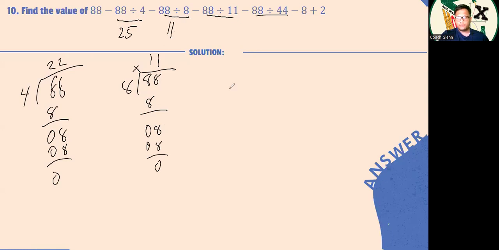Next, we need 88 divided by 11. That's equal to 8. 8 times 11 is 88, so we have no remainder. And 88 divided by 44, that's very obviously 2.